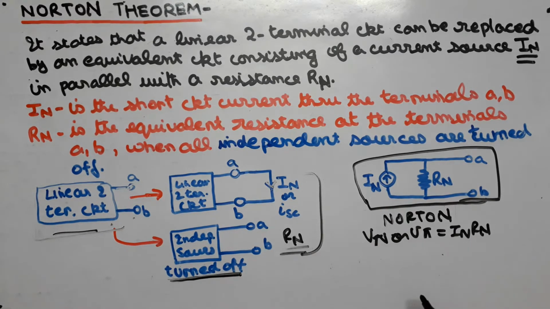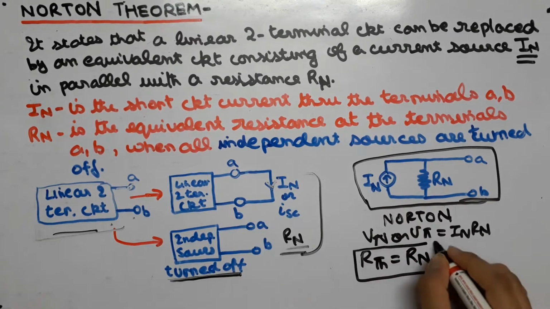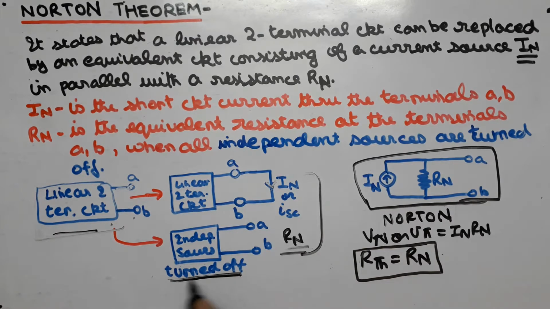And one important thing that you should also keep in mind is that the Thevenin resistance, that is RTH, is always equal to the Norton resistance, that is Rn. Now we are going to do a couple of questions including both the cases, that is with dependent sources as well as with independent sources, and get a good hold on our concepts.